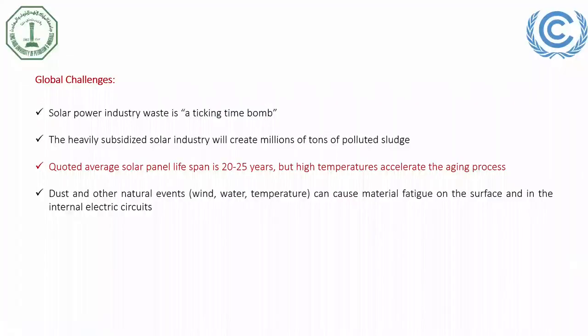So these are some of the challenges. Solar PV industry waste is a ticking time bomb, as I say. The heavily subsidized solar industry will create millions of tons of polluted sludge. As Dr. Shafiullah said, in 2009 it was $800-something per megawatt hour. Now it's 40. Highly subsidized. Yes, promoting the technology is a good thing, but after promotion, to leave it abandoned is not a good thing.